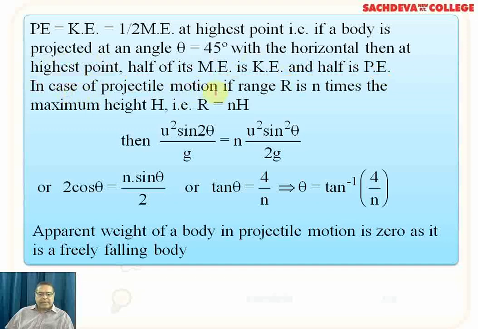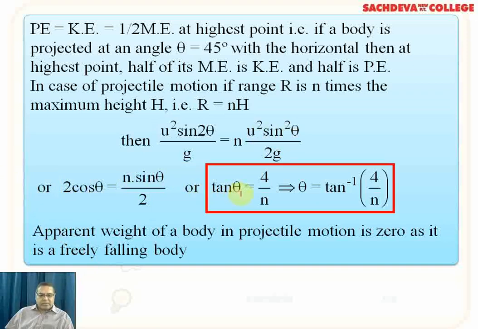In case of projectile motion, if range R is n times the maximum height, then R will be nH. Then we can compute the values. That is u square sine 2 theta over g is equal to n times u square sine square theta over 2g. Therefore, by calculations, 2 cos theta is n sine theta over 2, or this can be converted to tan theta. So tan theta is 4 over n, or theta can be calculated by the inverse function, that is theta is tan inverse 4 over n.